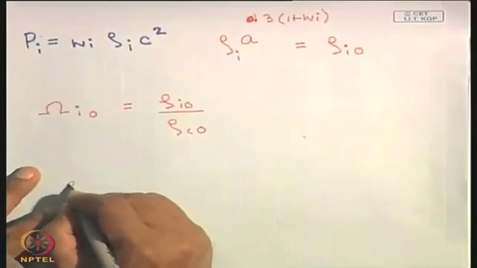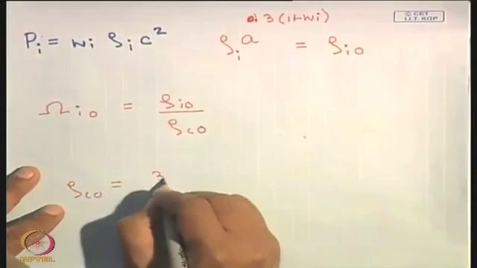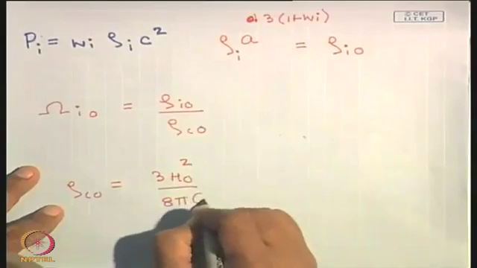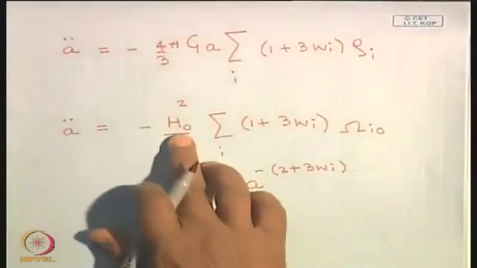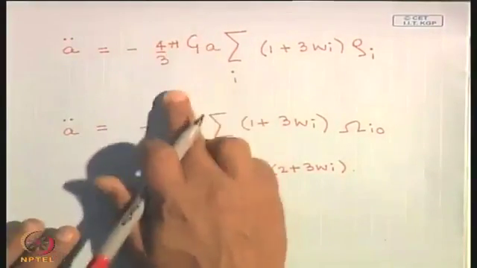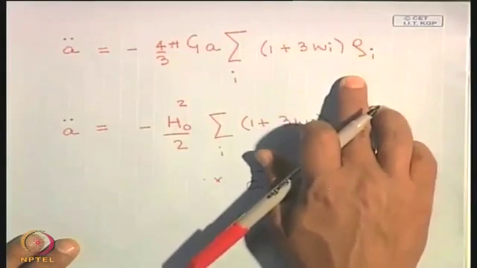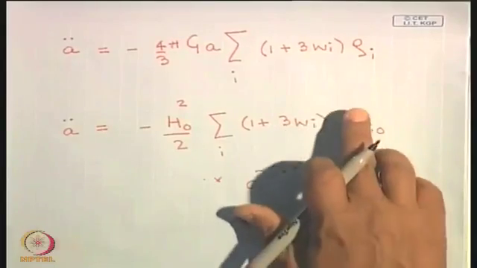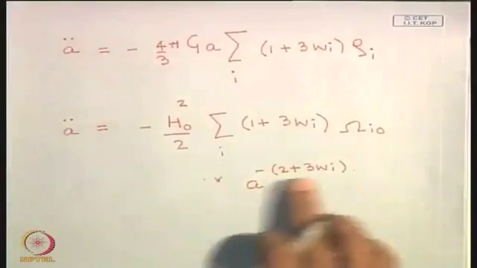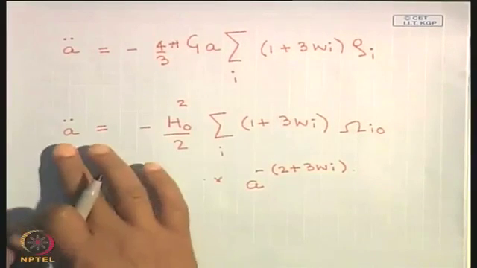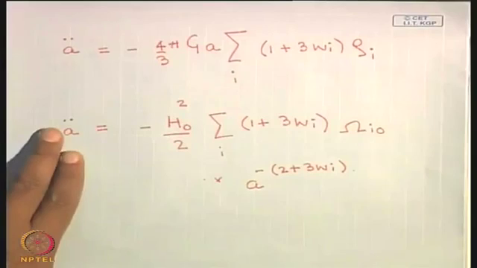where we have used the fact that the present value of the critical density is 3 H naught squared by 8 pi G. So we have used this over here to replace 4 pi G by 3. Okay, so we have the ratio of the density to the critical density at present, and you can use this and you will get this relation. So this is essentially the equation that governs the dynamics of the scale factor.